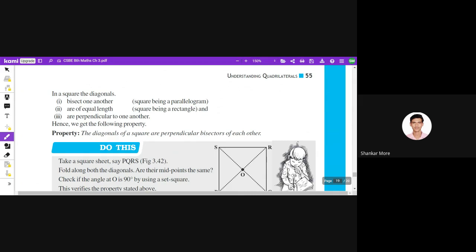so tell me one thing: diagonals of a rhombus are equal or not? मतलब जो दो diagonals रहेंगे, they are of equal length or not? Yes or no? rhombus के जो diagonals हैं, are they equal? Are they equal? Okay. Any other answer? I'm talking about rhombus, not about square. Diagonals of rhombus are equal or not?